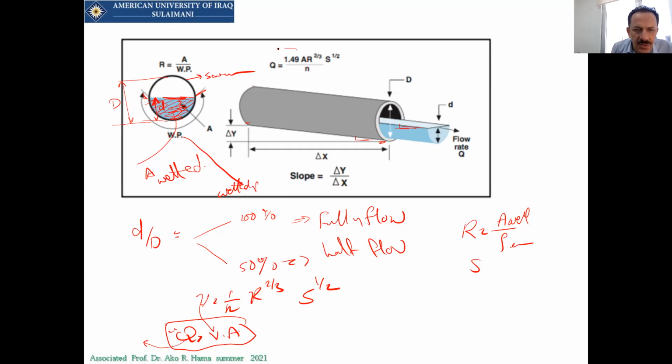And by the way, this equation is the same that we have here, but this is when we have R in feet. When you have R in feet, then Q will be in cubic feet per second. And when we have it in meters, then it will be in meters per second. Everything is clear?